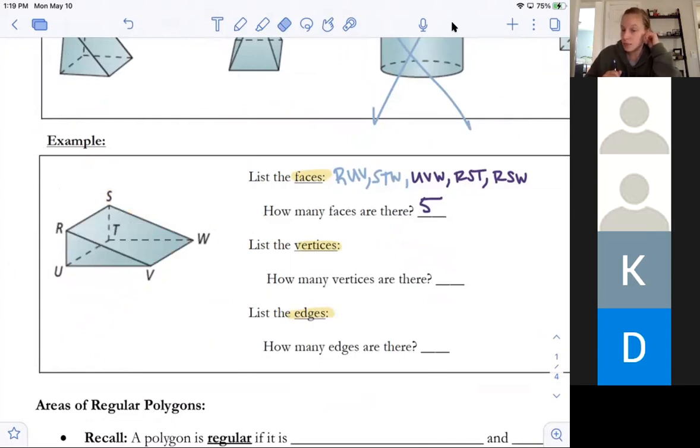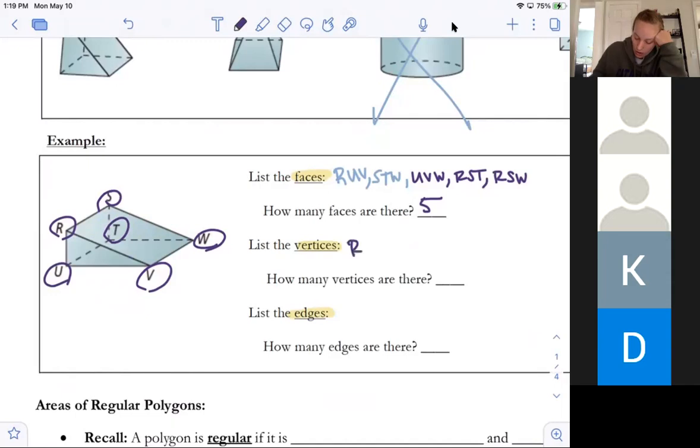Next is vertices, which actually some of you might argue is easier than the faces. Each vertex is just each letter that you see. So I've got R, U, S, T, W, V. Those are all my vertices. Those are all the points. That's where all the edges connect. That's where all the faces have their corners. So we're going to call those the vertices. So R, U, S, T, W, V. And I count 1, 2, 3, 4, 5, 6 of them.